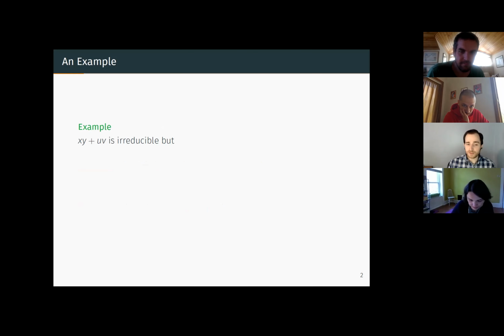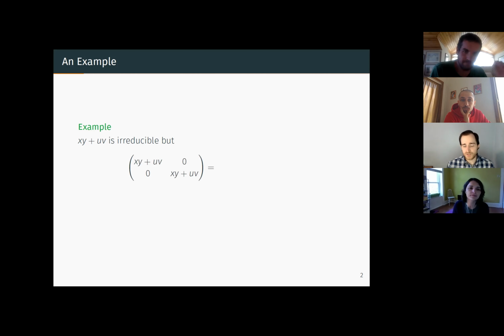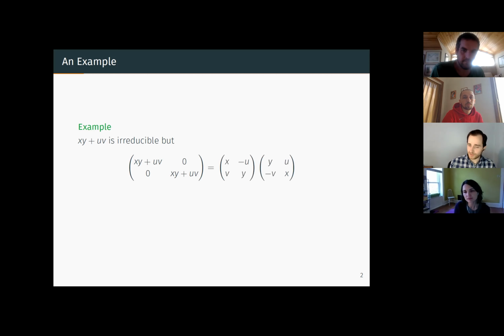For anyone not familiar, I just want to start with a really simple example of what a matrix factorization is and just give a flavor of the type of things that are going on here. So if you have a polynomial, this guy xy plus uv, he's irreducible. But if we take a look at the 2 by 2 matrix with this polynomial down the diagonal, even though the polynomial can't be factored, this sort of can be factored.